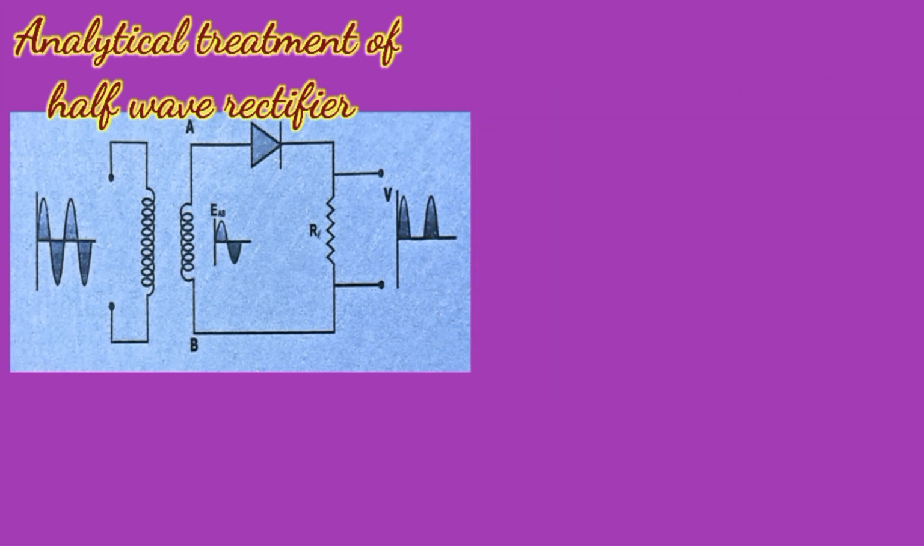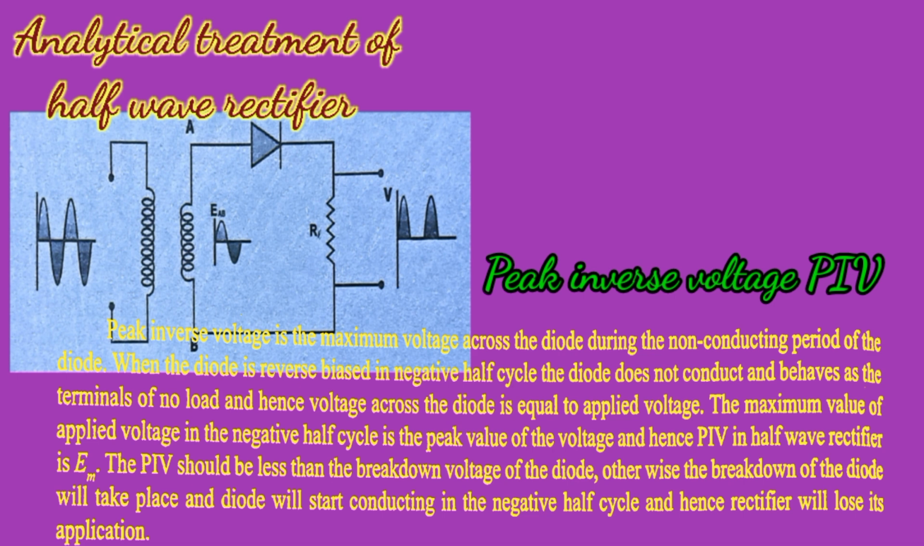Now let us discuss peak inverse voltage. Peak inverse voltage is the maximum voltage across the diode during the non-conducting period of the diode. When the diode is reverse biased in the negative half cycle, the diode does not conduct and behaves as an open circuit, and hence the voltage across the diode is equal to the applied voltage. The maximum value of applied voltage in the negative half cycle is the peak value of the voltage, and hence the PIV in the half wave rectifier, that is the peak inverse voltage, is Em.